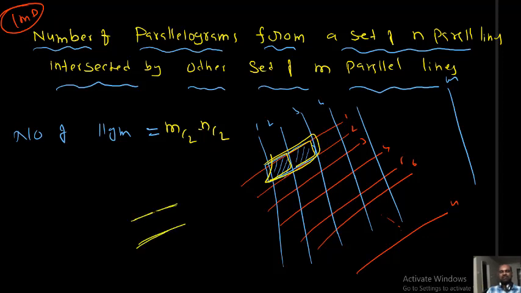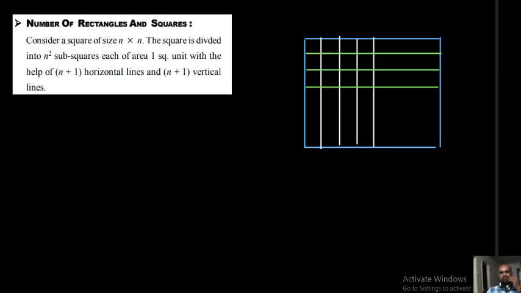Okay, first of all you need to select these two lines, after that you need to select these two. That's what happened: I selected 2 from the M blue colored lines, after that I selected 2 from the N red colored lines. So number of parallelograms equals MC2 into NC2. This is the concept of the number of parallelograms. So it's a very important concept. Yeah, through an example I want to explain.